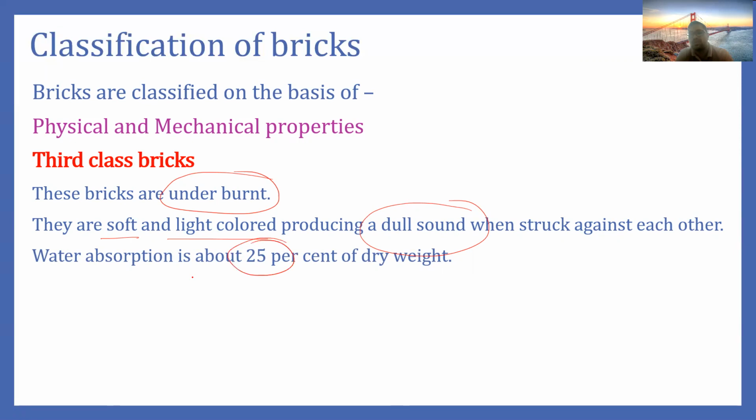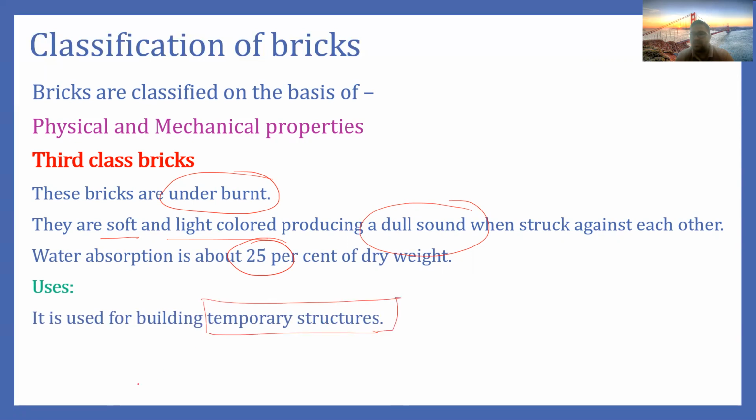So in this, water can absorb up to 25% of its dry weight. Now, where can we use these third class brick? Obviously, we cannot use them in any important structures. So generally, we use them for building temporary structures. Like if we are constructing a building, the labor required for constructing the building needs to stay near the building. So for making temporary structures for them, generally we can use third class brick.